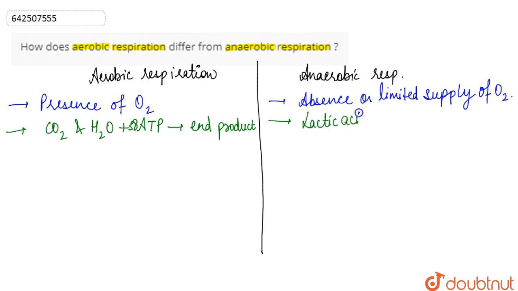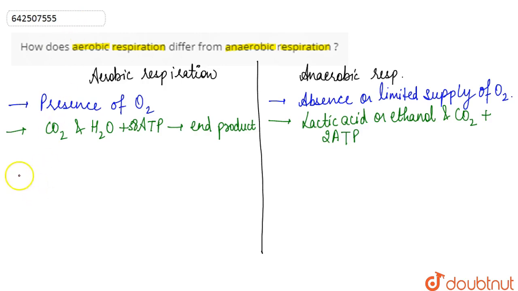if it is taking place in the muscle of the animal cell, or it will be ethanol and carbon dioxide if it is taking place in the yeast, which is basically known as fermentation, along with two molecules of ATP. So these are the end products in case of anaerobic respiration.